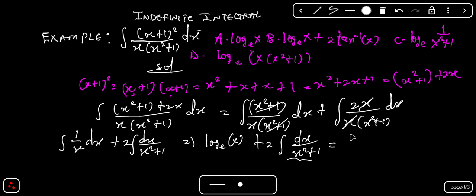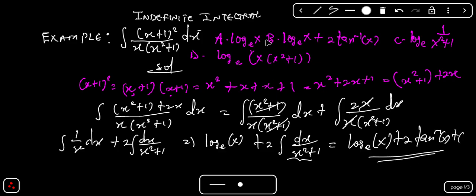Then we have log_e of x plus 2 multiplied by arctan of x plus C. So that is the answer to that question. So the correct option is option B. That's how you integrate this kind of integral.